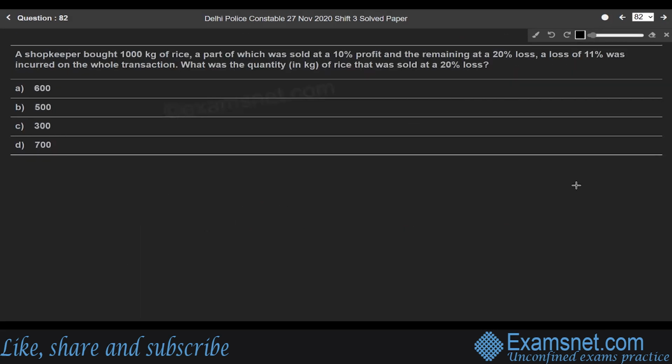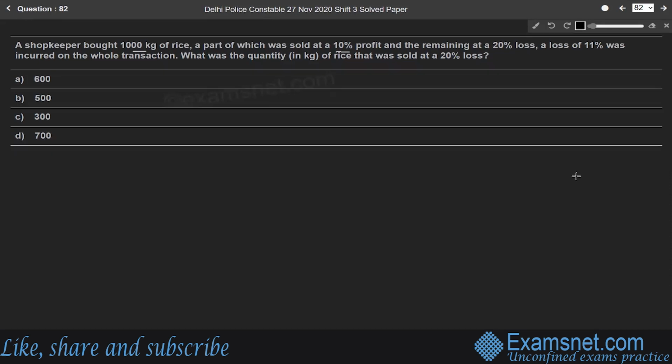Question 82. A shopkeeper bought 1000 kg of rice, a part of which was sold at 10% profit and the remaining at a 20% loss. A loss of 11% was incurred on the whole transaction. What was the quantity of rice that was sold at 20% loss? Here it is given that the total quantity of rice bought is equal to 1000 kg, right?